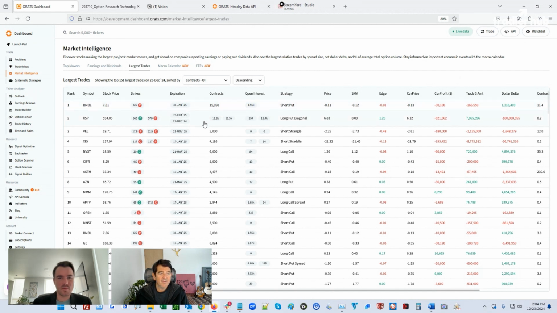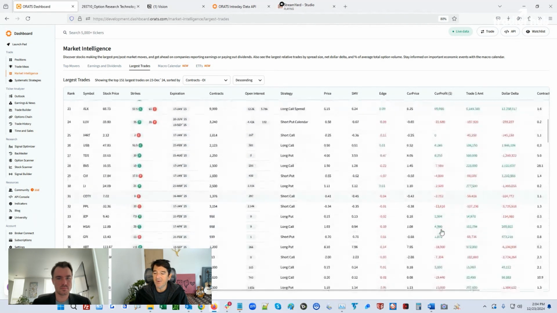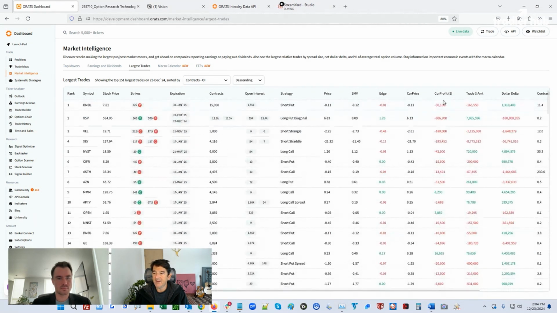Yeah. Although I'm curious, a lot of these, you look at the current profits, a lot of it's in the red. Yeah. Often they'll pay through the SMV price. So they'll have to give something up in order to get that. So that's an interesting sign.